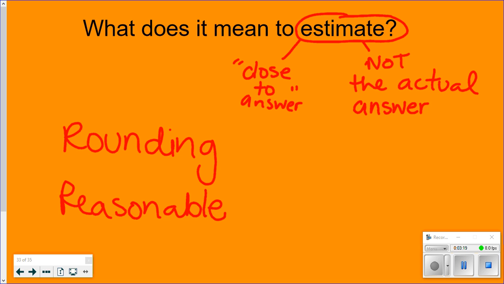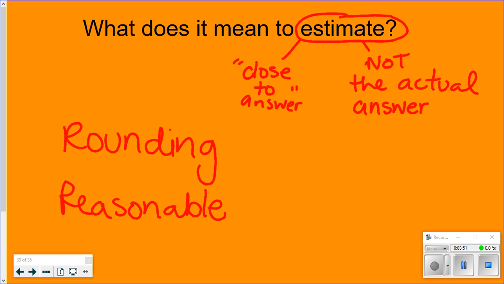Another word that you're probably going to see, which is in the same family, is reasonable. Does your answer make sense? So for instance, in our beaver problem that we did on Tuesday, you said no, it doesn't make sense that it's less than 10. Your answer was reasonable. It's just your ability to say, that doesn't make sense, or this answer does make sense.